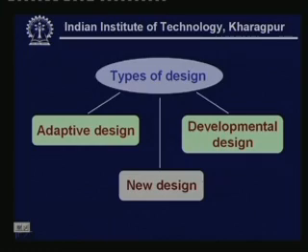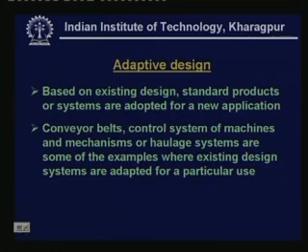Let us have a quick look at what we mean by these terms: adaptive design, developmental design and new design. Now, adaptive design is based on existing design. Standard products or systems are adopted for a new application. Conveyor belts, control systems of machines and mechanisms or haulage systems are some of the examples where existing design systems are adopted for a particular use. So, the basic thing is, let us discuss this particular point, what do we mean by adaptive design now.